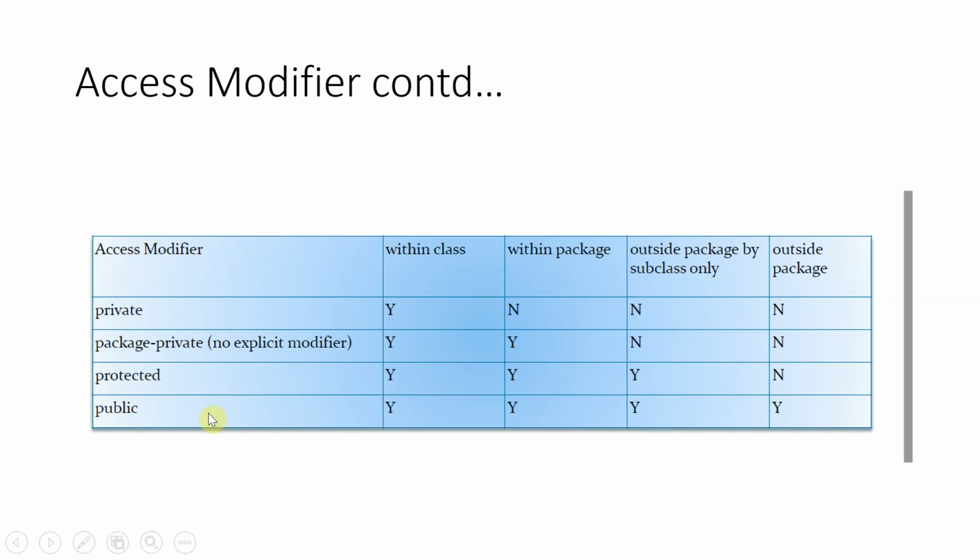Now the least restrictive is the public modifier. Once you declare a member as public, it is available within the class, within the package, outside the package, and even outside without subclassing. Okay, so it becomes available throughout your application.